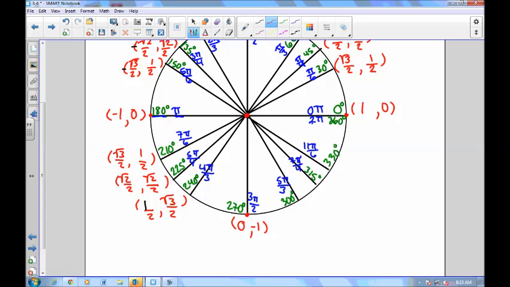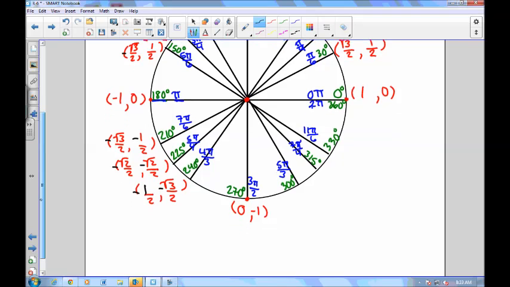Which parts of this are negative? The x-axis or the y-axis? Both. Why? Because the x-axis is negative. See how that's the negative half? The y-axis goes down. It's also the negative half.